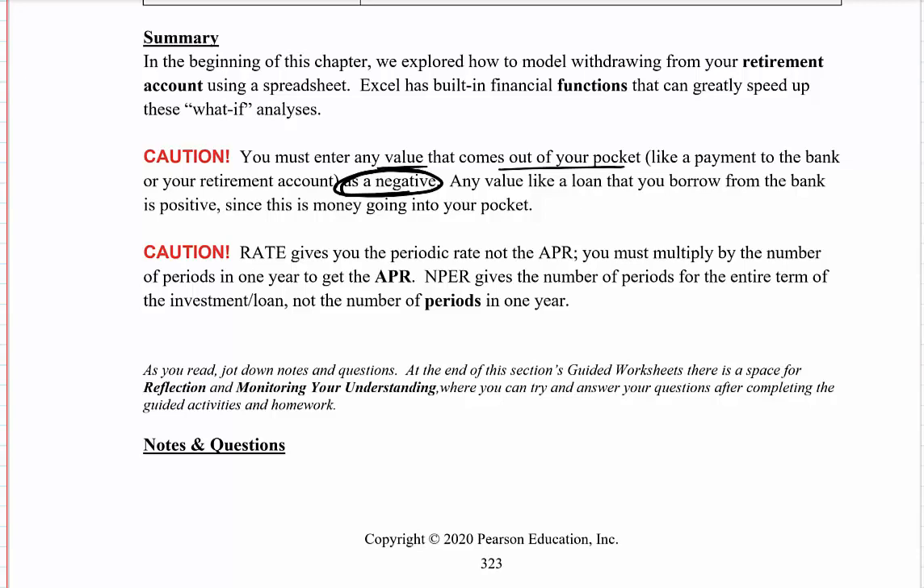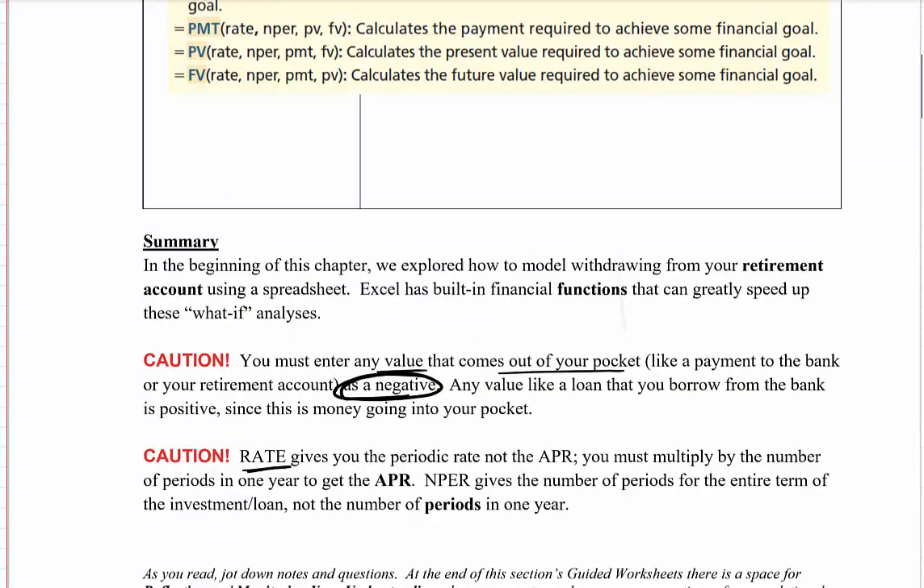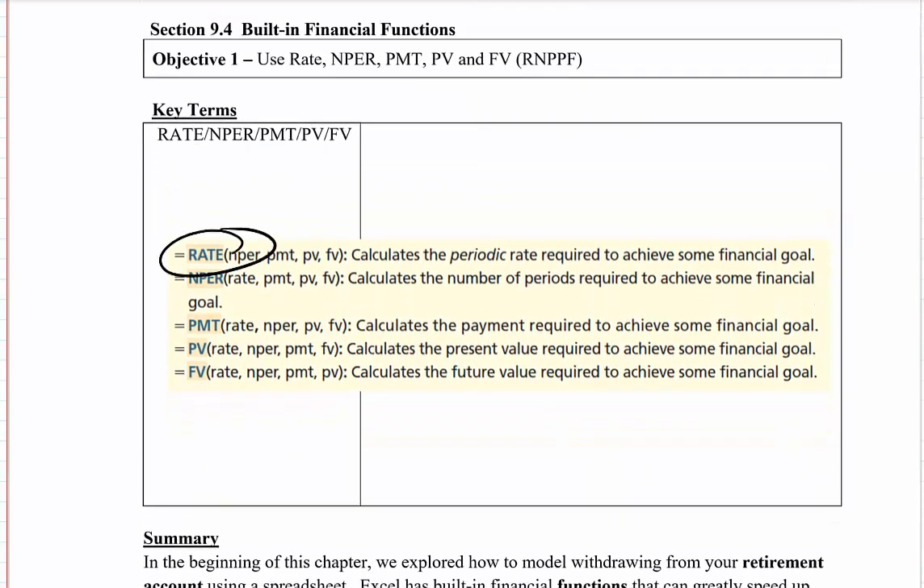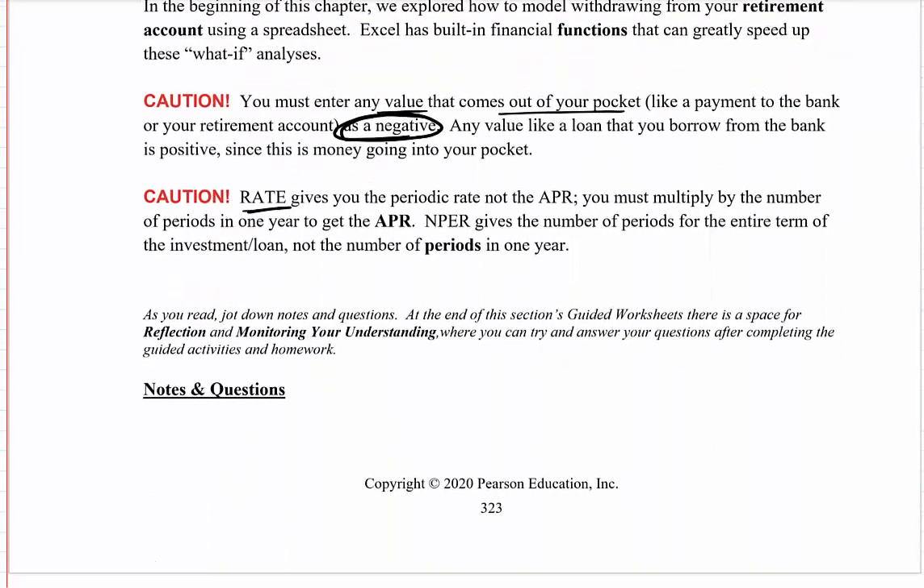The second thing you need to be very careful about is the rate function. This one right here, this rate function. It always gives you the periodic rate, which is not always the same thing as the APR. So if you want the APR, you have to multiply by the number of periods. I'll give you an example. So let's say we had this calculation.